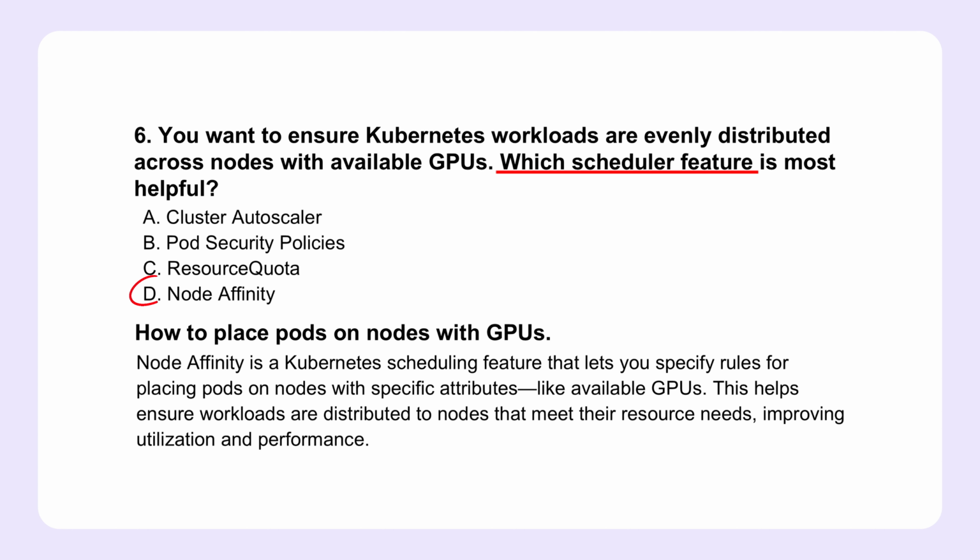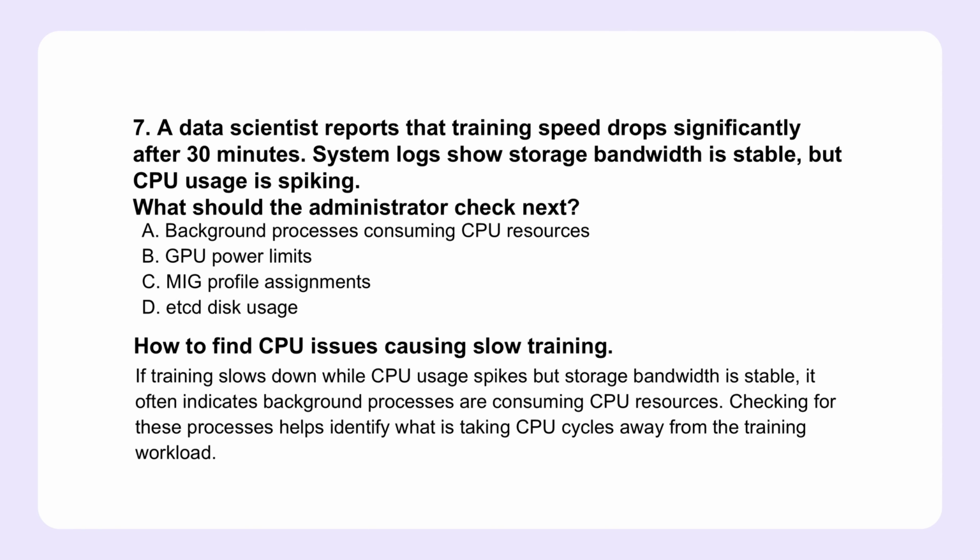Makes sense. Okay, let's switch to troubleshooting. Things inevitably go wrong sometimes. Picture this. A data scientist reports their training job starts fine, but after like 30 minutes, the speed just tanks, drops significantly. You check the basics, storage bandwidth looks fine, it's stable.